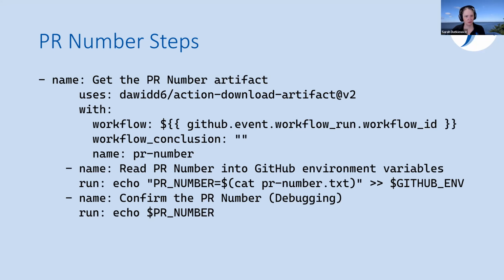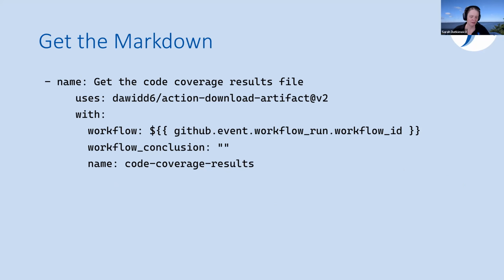So we're using dawidd6's action download artifact. This allows us to download the artifact from another workflow. So we have the first workflow, then the second one. So you can see here, you tell it which workflow it's coming from. You're going to get the PR number. We're going to read that in because that way we know which PR we're putting this comment on. And I do have a comment on there about debugging just to make sure as we were going through that it was picking up the PR number correctly.